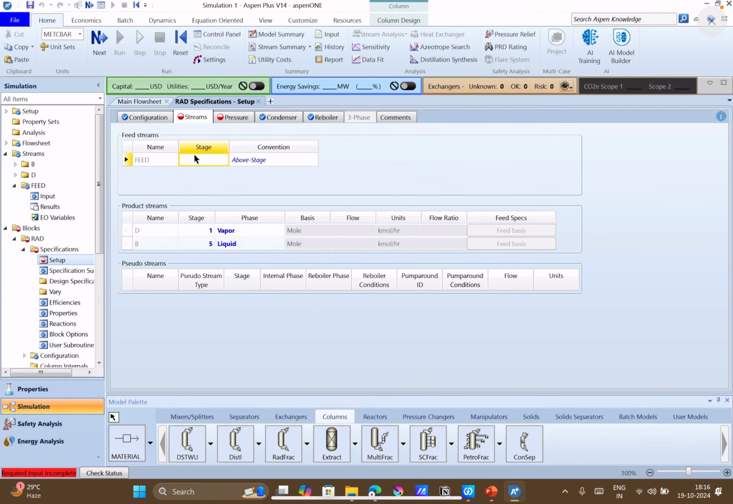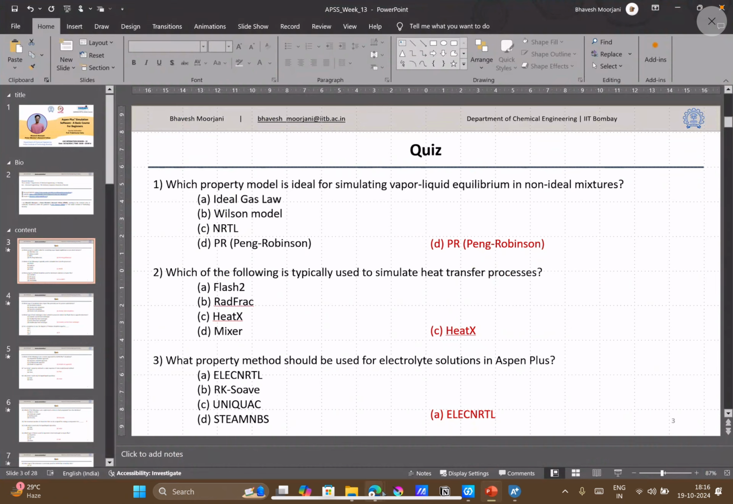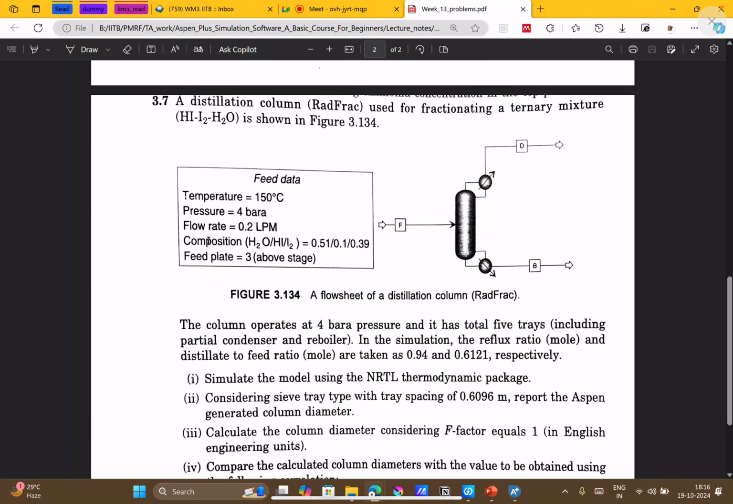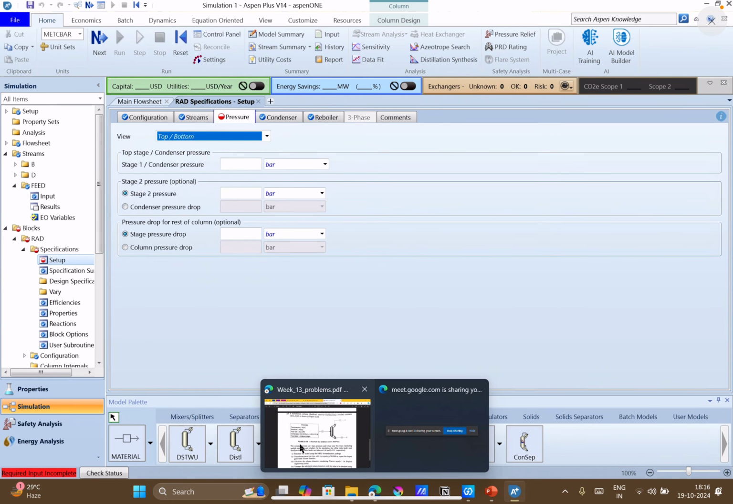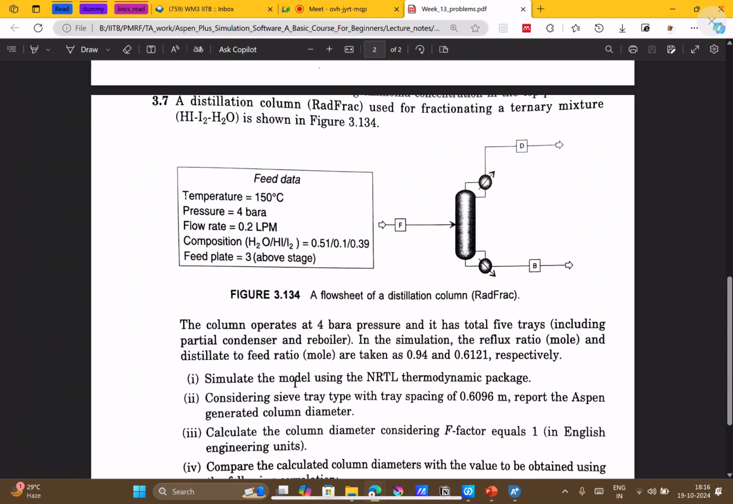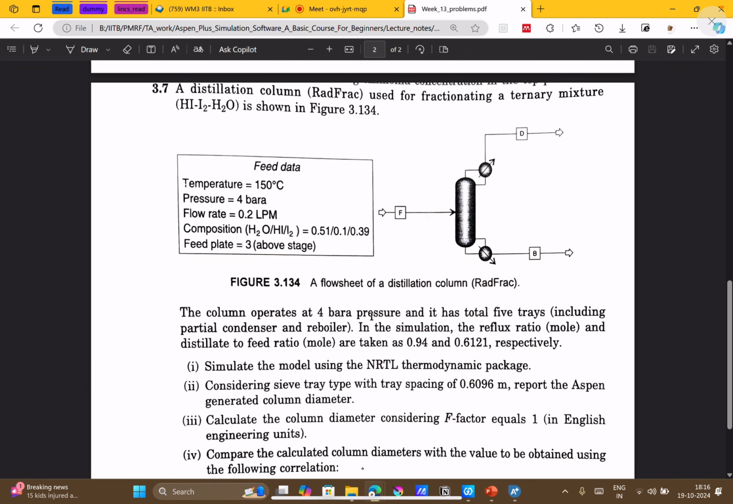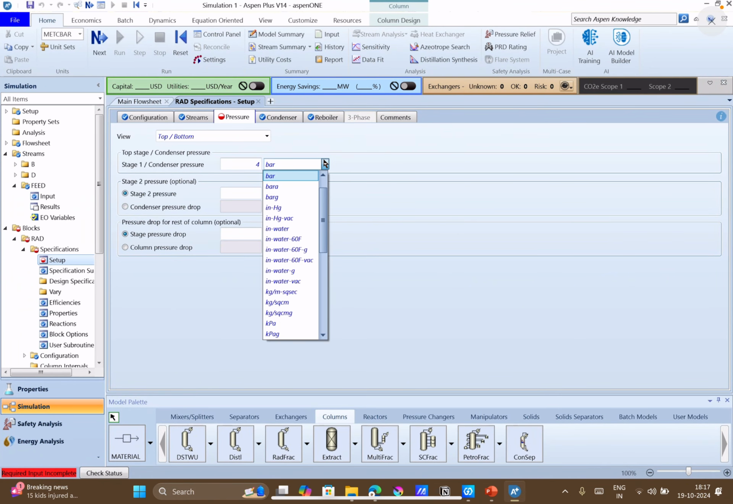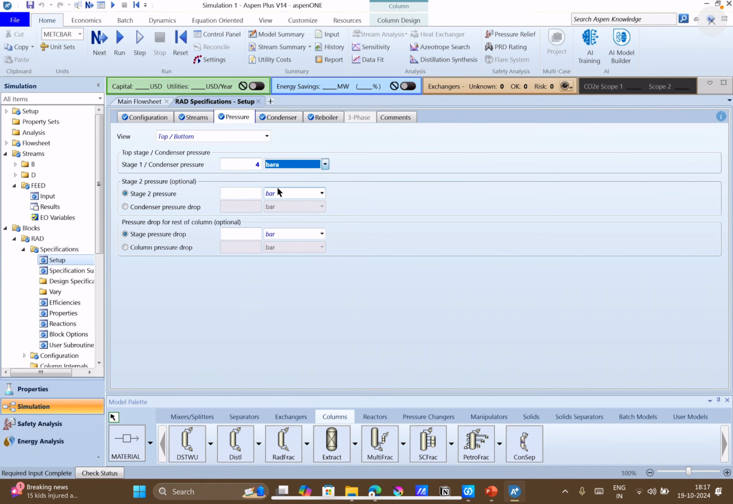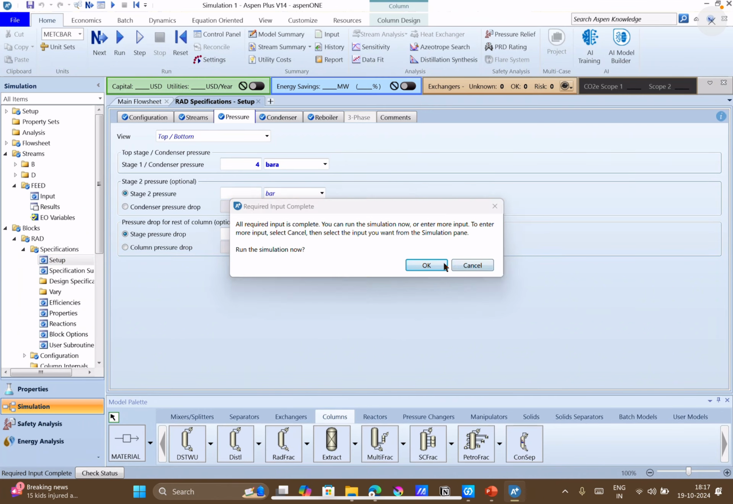We have to add where feed is entering. So feed is entering above stage 3, so select that. Next, the pressure value for the column. The column is operating at 4 bar absolute pressure, and no pressure drop data is provided. So we will select 4 bar for stage 1 pressure, which is the condenser pressure, 4 bar absolute. Okay, go next. I think all the inputs are complete, so now we can run the simulation.